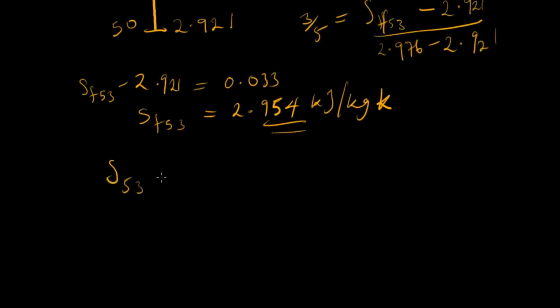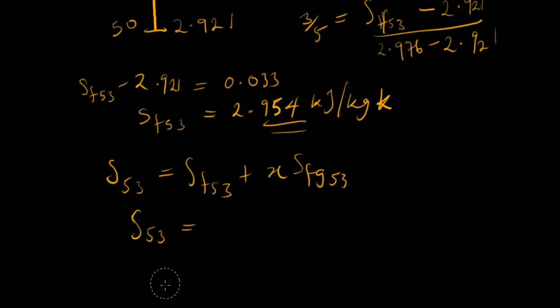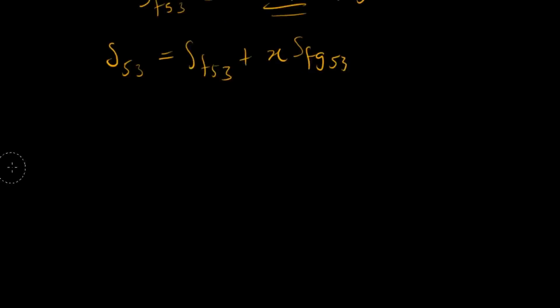So we should be ready to get the final entropy. The final entropy at 53 is sf53 plus x sfg53. This is the general formula, but before this we should get the sfg. Let's go and get the sfg because it's missing. We have to interpolate for that also, so I will hurriedly go and interpolate that.